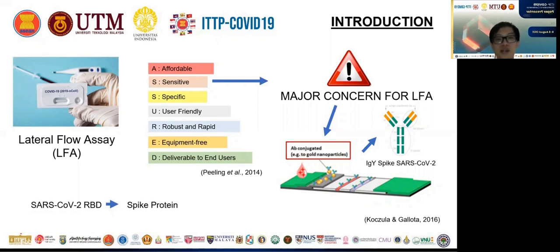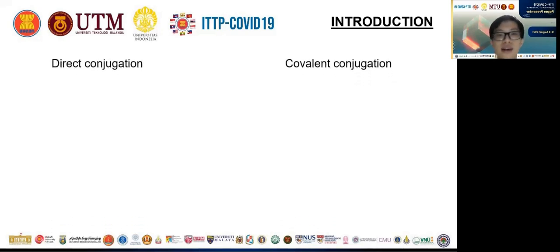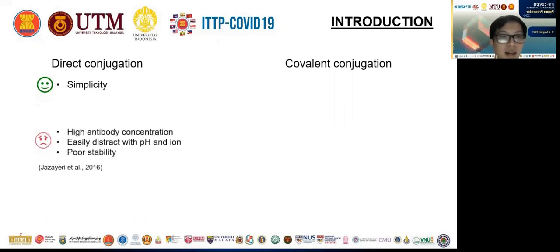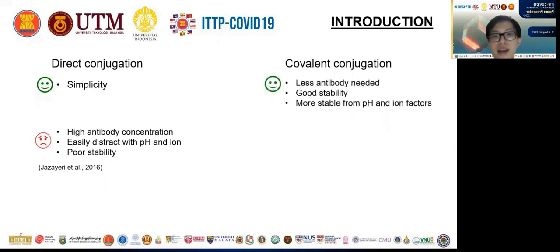There's actually two most common methods that we can use for the conjugate, the gold nanoparticle and the antibody. It is the direct conjugation and the covalent conjugation. The direct conjugation is the most used one because of its simplicity, but it has a couple of drawbacks such as high antibody concentration needed, easily disrupted by pH and ion, and it has poor stability. And for the covalent conjugation, less antibody needed, good stability, and it is more stable against pH and ion factors.